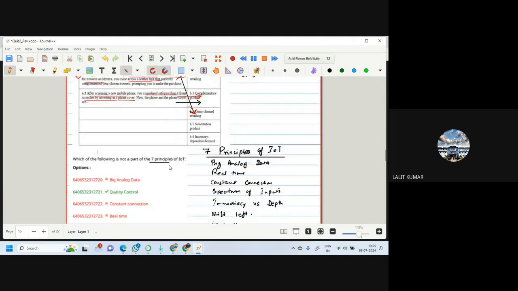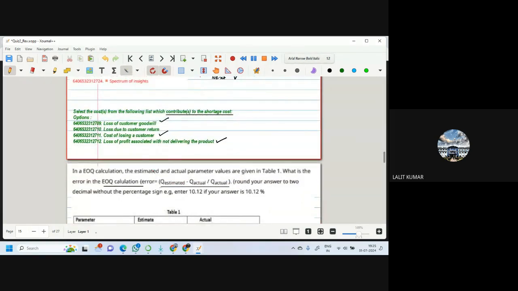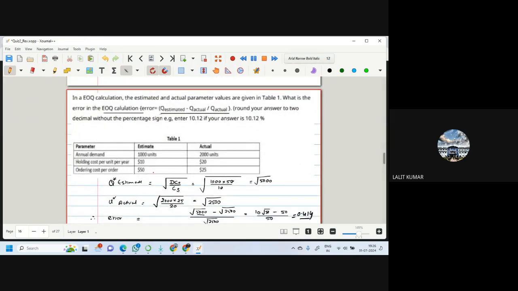So this we know. Like I said, they have asked which of the following is not part of the 7 principles. So quality control, which is there, is not part of it. These are the 7 principles of Week 8. This is the shortage cost, already I covered: loss of customer goodwill, loss due to customer return. No, the customer will not return. Cost of losing a customer, and loss of profit associated with that. These are the questions which they have asked here.